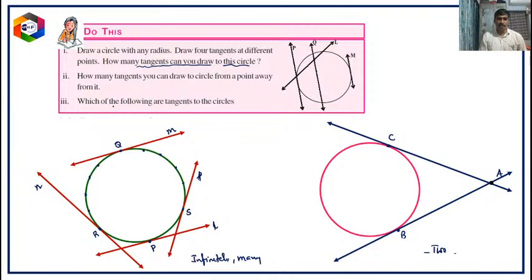Now third, which of the following are tangents to the circle? Now let us observe this diagram. The third question's diagram is itself in the question. Now which of the following are tangents to the circle?